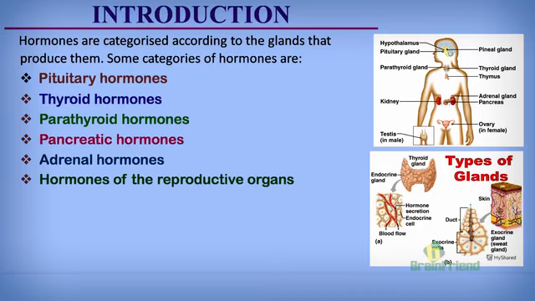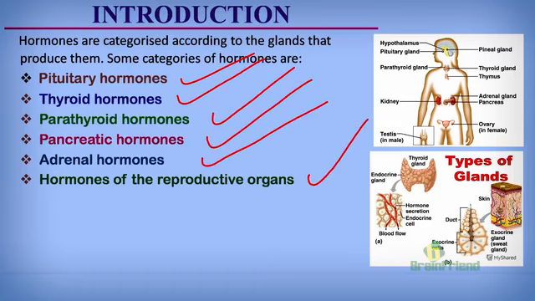We looked at some categories which include the pituitary hormones, thyroid hormones, parathyroid hormones, pancreatic hormones, adrenal hormones, and hormones of the reproductive organs, which are hormones secreted by the endocrine gland of the testes or the ovaries in male and females respectively. In that same lesson, we learned about the pituitary hormones, the thyroid hormones, and the parathyroid hormones. So in today's lesson, we shall continue from the pancreatic hormones, the adrenal hormones, and hormones of the reproductive organs.